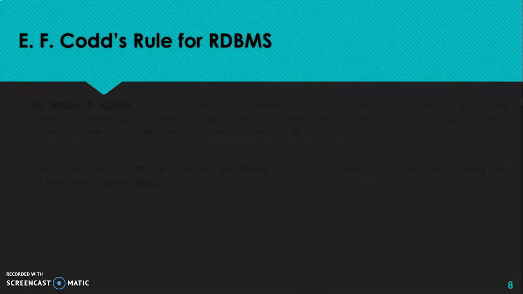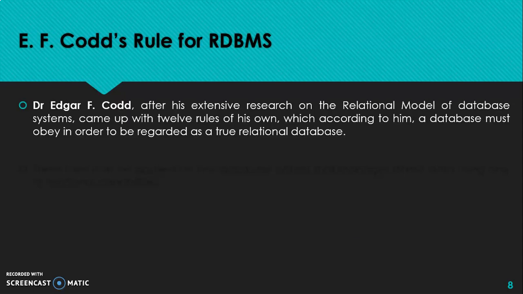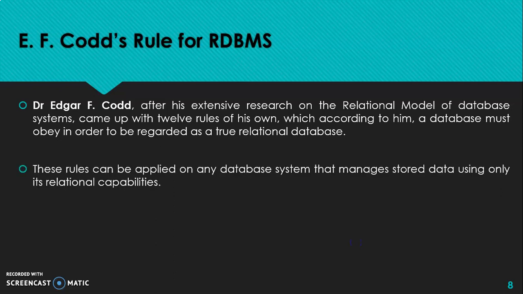Now we come to the E. F. Codd's rules for RDBMS. Dr. Edgar F. Codd, after his extensive research on the relational model of database systems, came up with 12 rules of his own which, according to him, a database must obey in order to be regarded as a true relational database. These rules can be applied on any database system that manages stored data using only its relational capabilities.